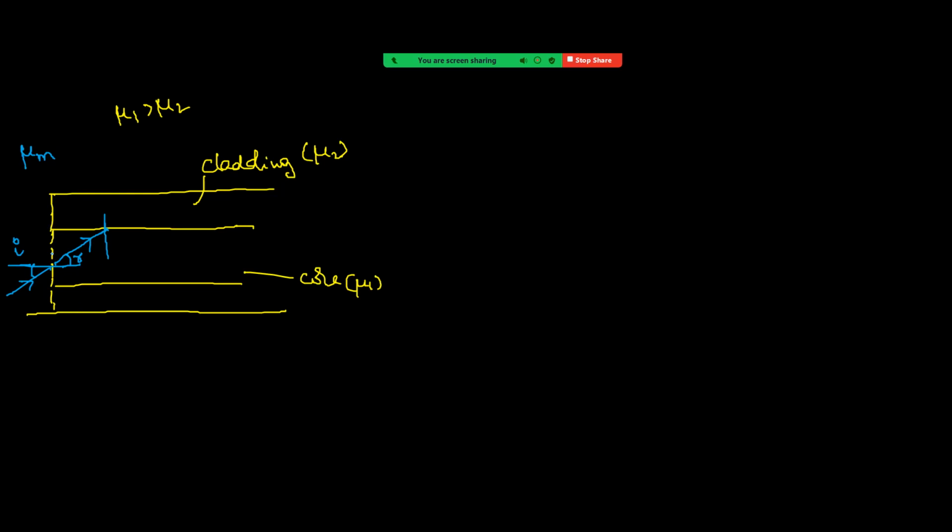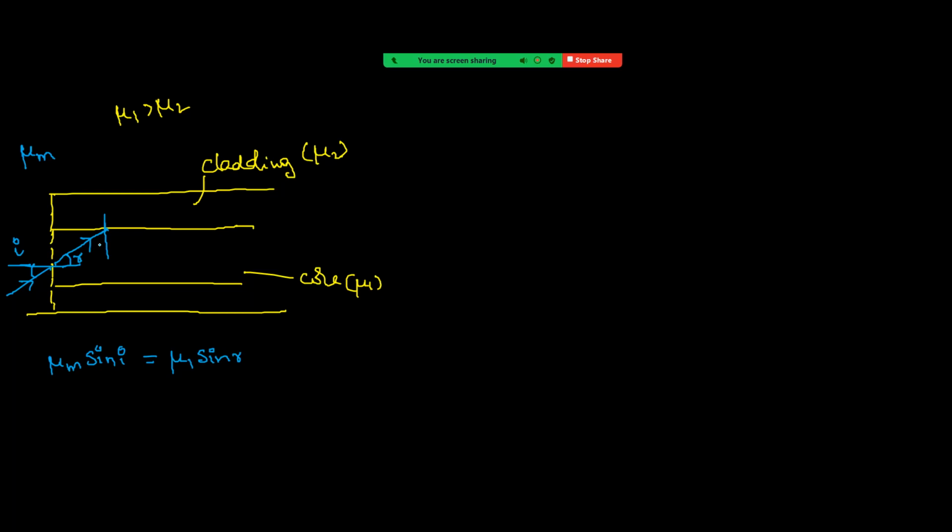Let us take now, at this boundary, Snell's law, that is mu m sin i equal to mu 1 sin r. Okay, so we have taken Snell's law at this boundary.